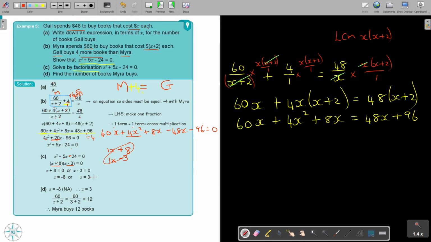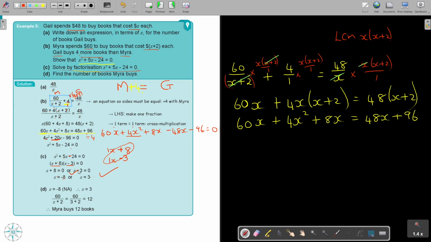And then, now, you cannot buy a negative amount of books. But please, I want to emphasize this. Please don't write there not applicable. That has nothing to do with the practical question. They want to see both answers.